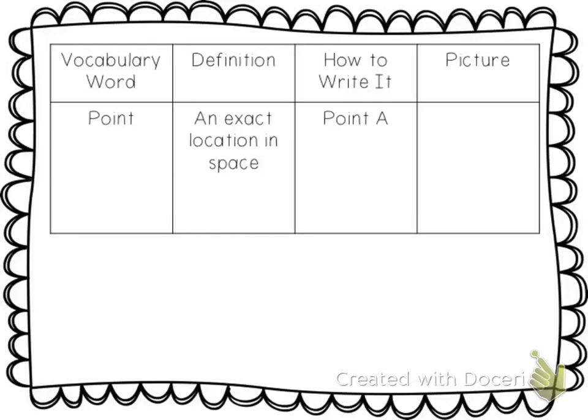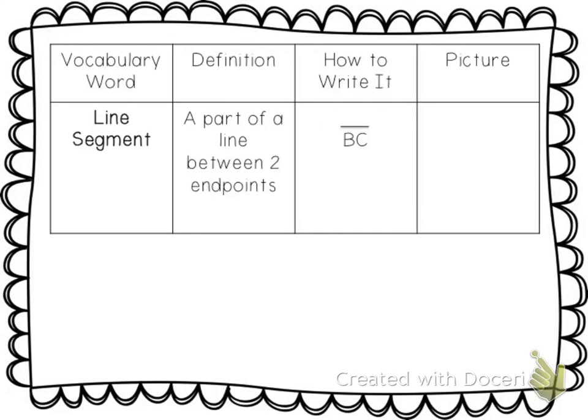Our first vocabulary word is the word point, and this means an exact location in space. And so when we're talking about a point, we're simply talking about what looks like a circle or a period, and it will typically be labeled with a letter. So for this picture, we would write it point A, and we would say it the same way, point A. So whatever letter's labeled next to the point is what you would call it.